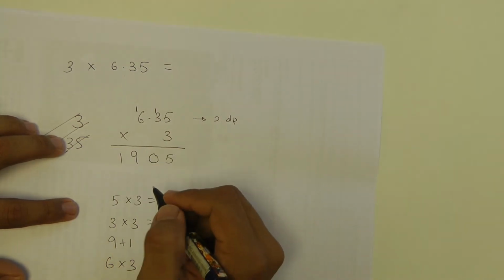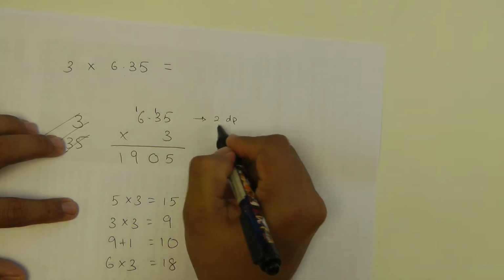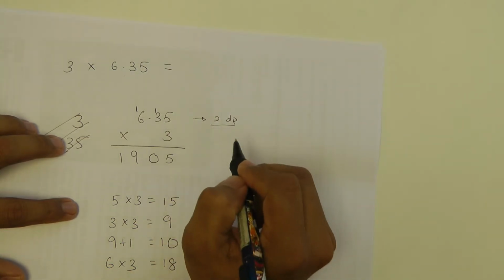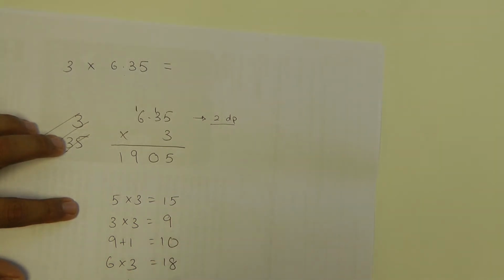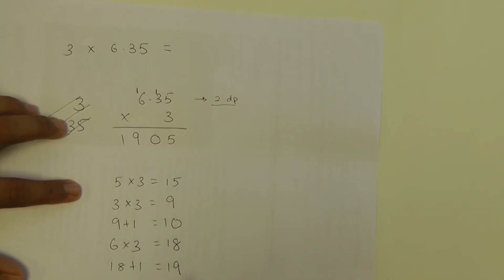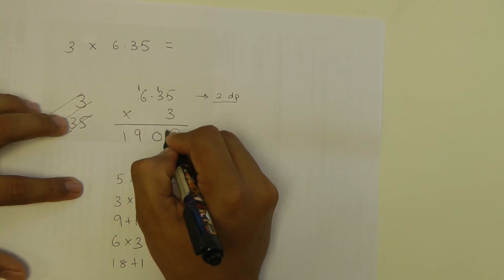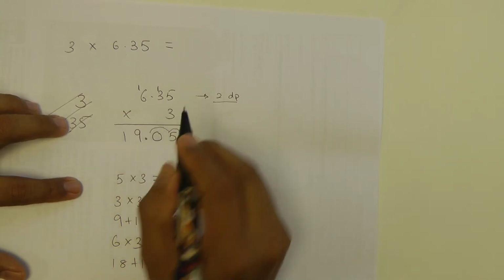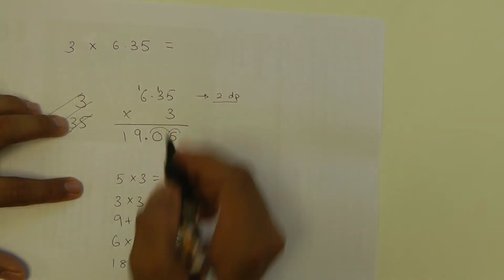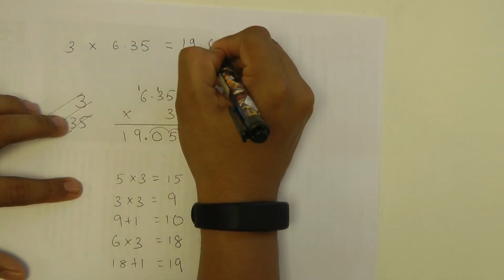Is this my final answer? It is not, because I need to make sure of these 2 decimal places. Okay, so how do I make sure of these 2 decimal places? I need to skip 1 time, 2 times, and this is where I place my decimal point. So the answer here is 19.05.